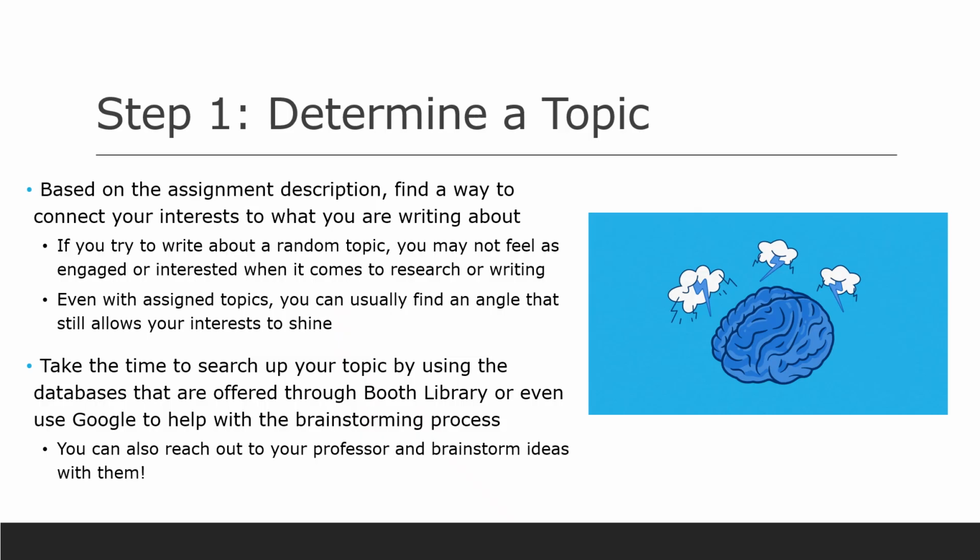The first step for any research paper is to find a topic that you want to work with. One of the most important parts of brainstorming a topic is to find a way to connect the topic back to your interests. These interests can be personal or connected to your major, but it should be something that you are passionate about. If you are trying to write about a random topic or something that you think is a snooze fest, the writing process is going to feel draining and you might disengage from your writing.